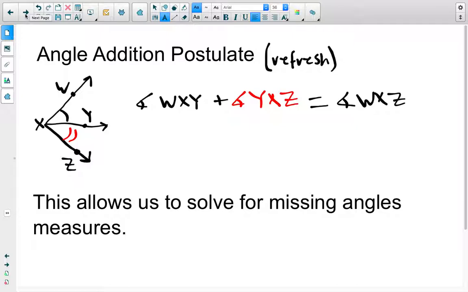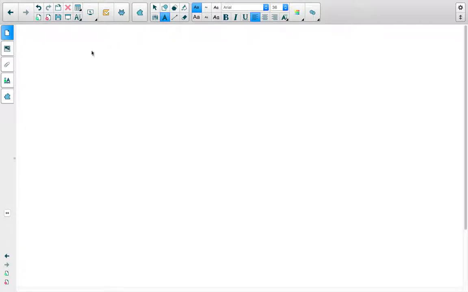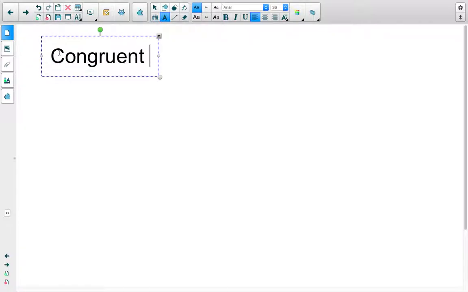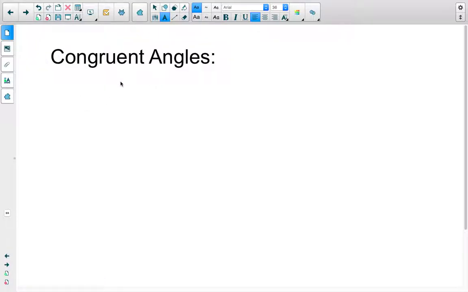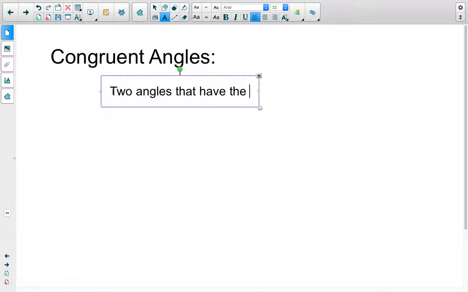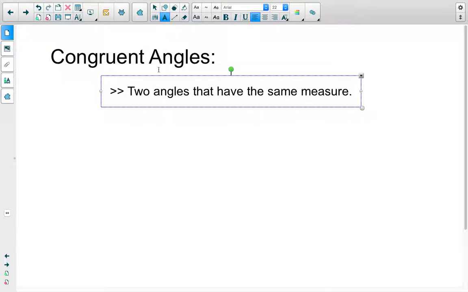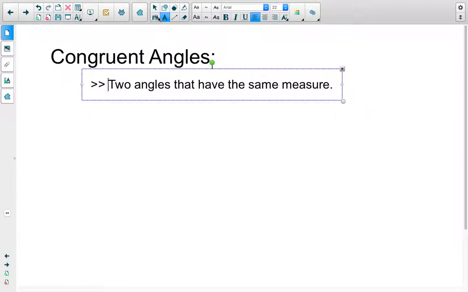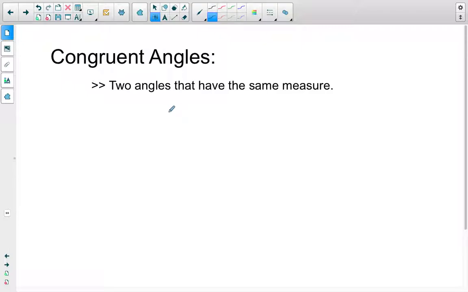These two things are congruent angles and an angle bisector. I'll go fairly quickly through congruent angles. Overall, congruent angles are pretty easy. These are two angles that have the same measure, meaning they're equal, right? You can just write this below here: two angles that have the same measure.